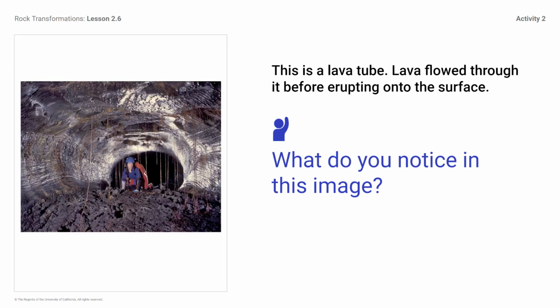This is a lava tube. Lava flowed through it before erupting onto the surface. What do you notice in this image? You might say, it must have been really hot when there was lava in it, but now the tunnel must be cooled off. Otherwise, people wouldn't be able to crawl inside.